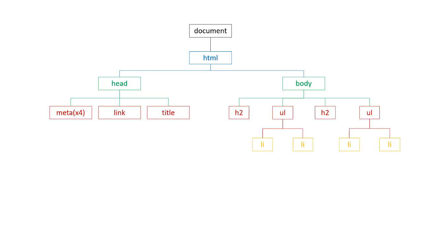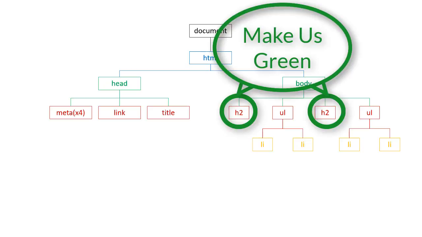It's important to understand how we derive the DOM because CSS is a list of rules that select elements from the DOM to apply styles to. For instance, perhaps we want to make our header 2 tags text green. We can do that by selecting H2 elements and applying a style rule that says, make the text of these elements green.